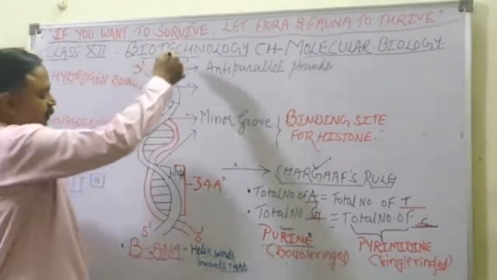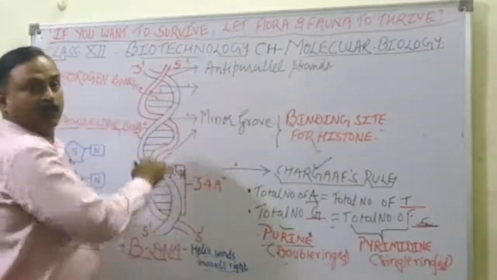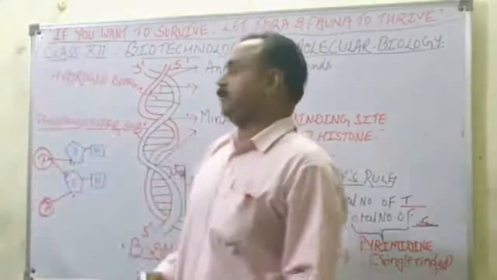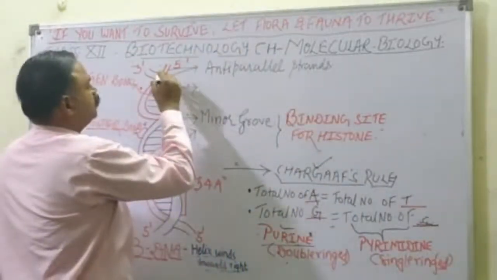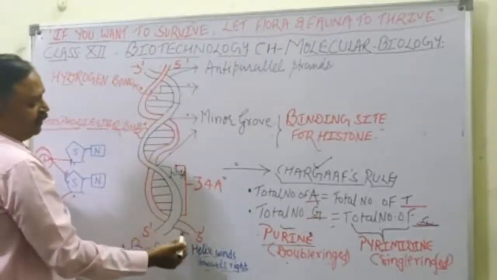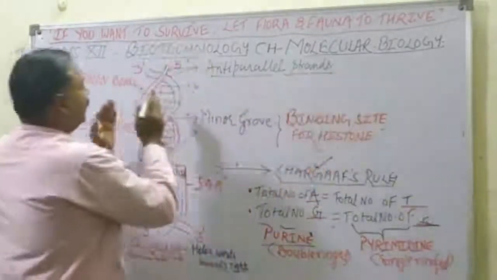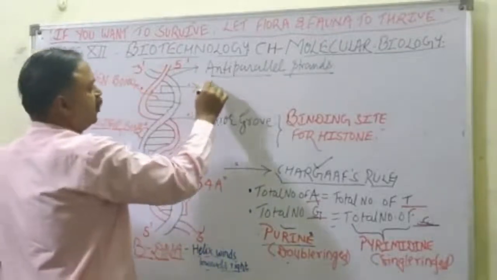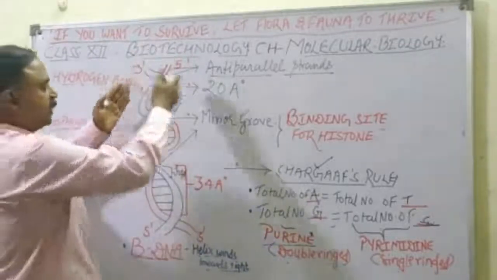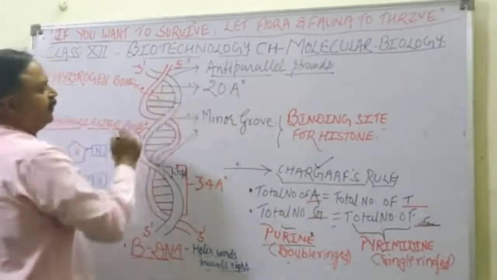B-DNA are the double helical DNA whose helix winds towards right. So let us study it in detail. It consists of, as usual, anti-parallel strands, 3' to 5', and then 5' to 3' end. These are two anti-parallel strands and are separated by a distance of 20 angstrom. This is the distance between two strands, and they are connected by nitrogen base pairs.